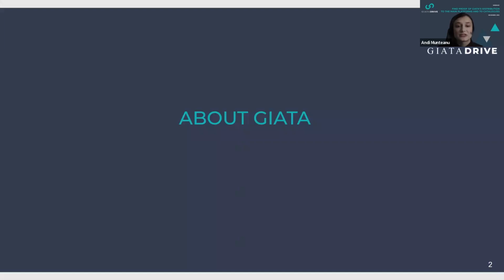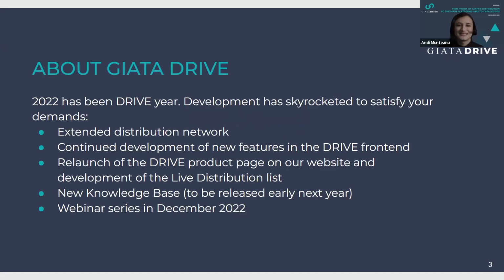Since 2006, we reached internationally a further 8,000 OTAs and travel agencies in over 70 countries worldwide with content we have created ourselves. The GIATA database is expanding and currently includes 1.2 million accommodations worldwide. What are Drive's latest developments? In 2022, we have extended our distribution list, developed new features in the Drive front end. We have relaunched the Drive product page on our website and published there the Drive distribution list. We are in the process of building a brand new knowledge base to give you supplemental tools for using Drive. And we have also prepared this webinar series to strengthen our collaboration and give you a platform to voice any questions you may have.